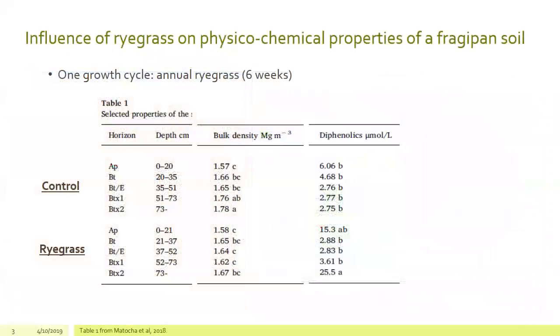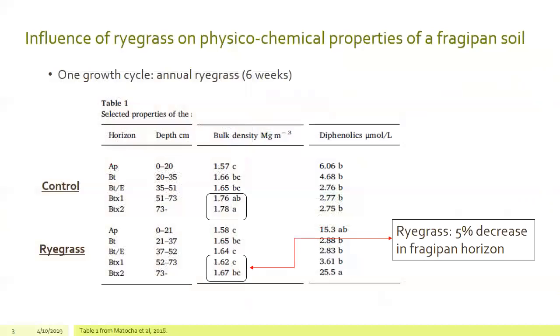So the background research for this topic, there were some scientists at UK, and they wanted to look at the influence of ryegrass on the physical and chemical properties of a fragipan soil. So they did one growth cycle of ryegrass over 6 weeks. And at the end of the 6 weeks, they split those cores in half and they characterized them based on certain soil characteristics, chemical and physical. And the main ones that I wanted to highlight were bulk density. So Btx, for those of you that aren't soil people, Btx is the fragipan horizon.